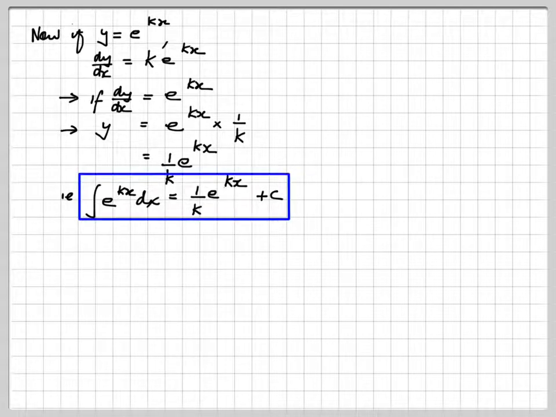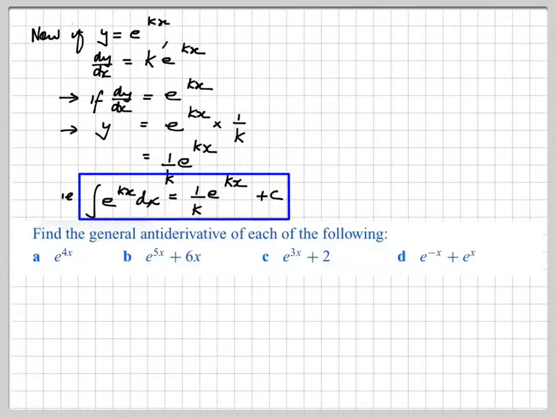And Mr. Box, thank you. Now that's all the learning today, guys, in this one. It's very, very easy. So let's do some examples, okay? Example A, we've got the antiderivative of e to the 4x. So come on, you do it. That's right. It's 1 over 4 e to the 4x plus c.